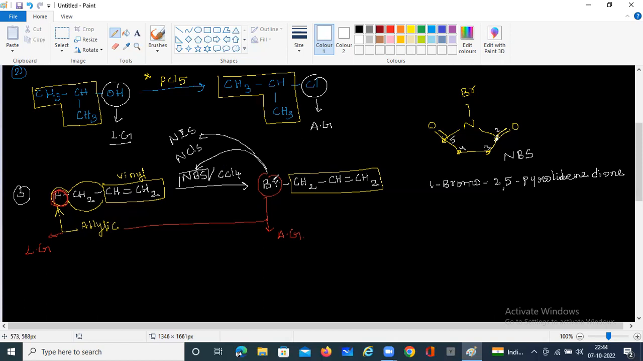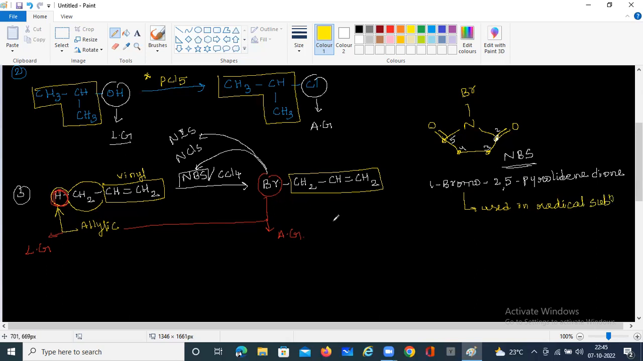Clear? Okay. Now, tell me one thing. What is the main use of this NBS? Why is it used here? So this N-bromosuccinimide is mainly used in radical substitution. Okay, very important point, please note, it's mainly used in radical substitution.